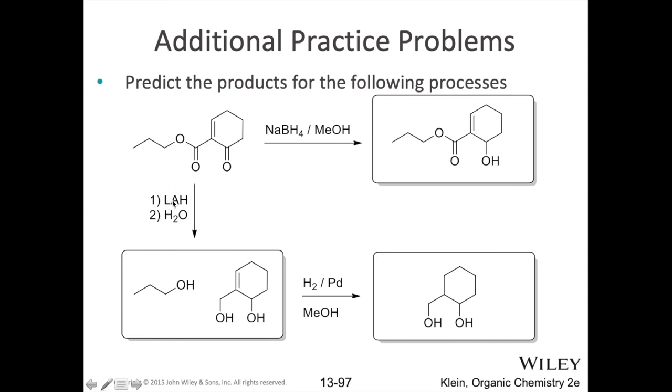In the case of lithium aluminum hydride, that won't react with the alkene either. So notice the alkene's still intact, but it will reduce the ketone into an alcohol as well, and it'll convert the ester into 2 alcohols. It kind of cleaves that bond and converts this into an alcohol and converts this into an alcohol, as we see here. And then finally, if we use our metal catalyst and hydrogen, that'll convert our alkene into an alkane. We get rid of this double bond here.